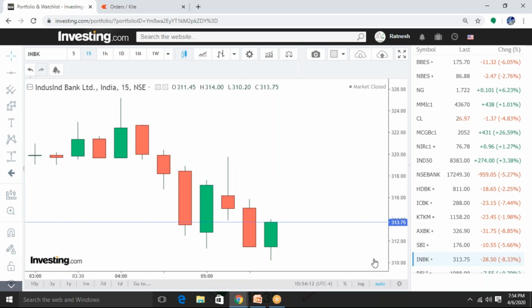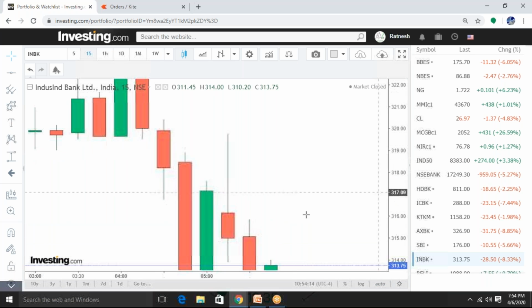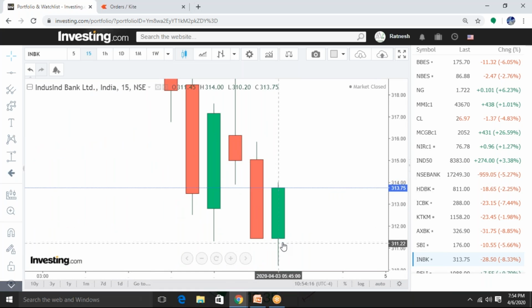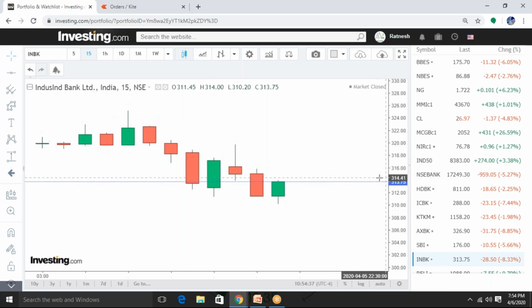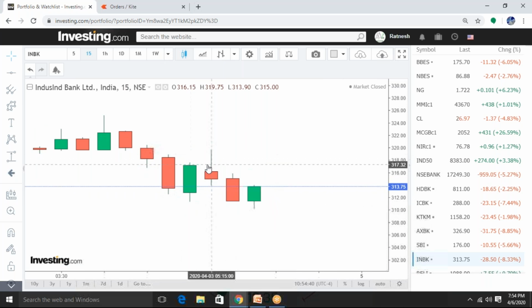In Indus Bank, which type of pattern is it, sir? It is almost at the bottom. The confirmation candle is pending in Indus Bank. This is equal to the piercing pattern, but the confirmation candle was missing. See why Indus Bank did not rise? The confirmation candle was missing.